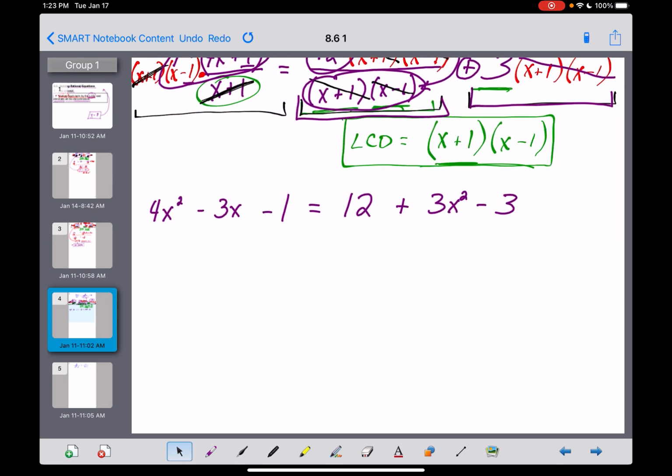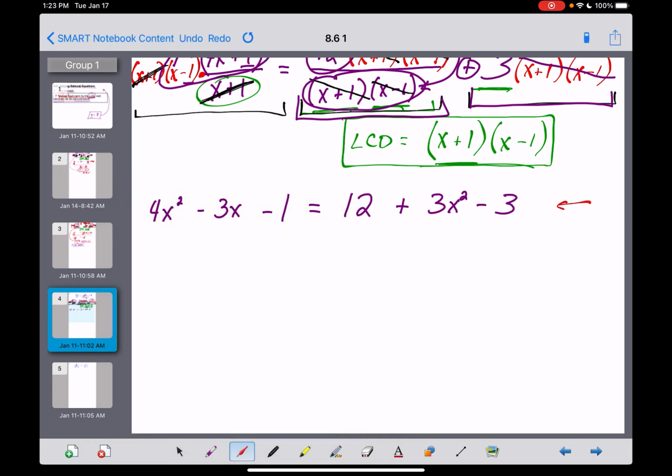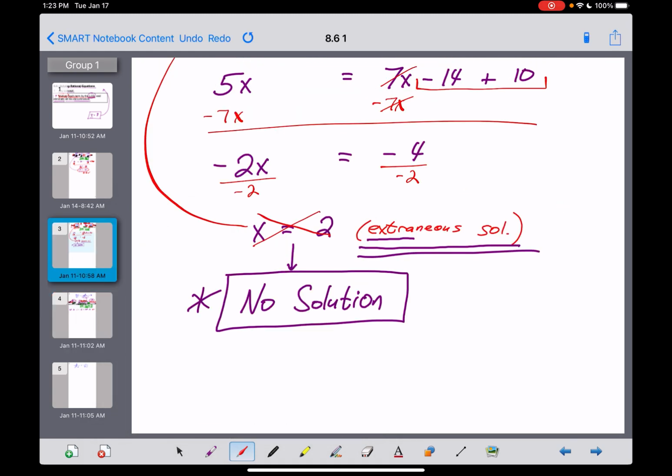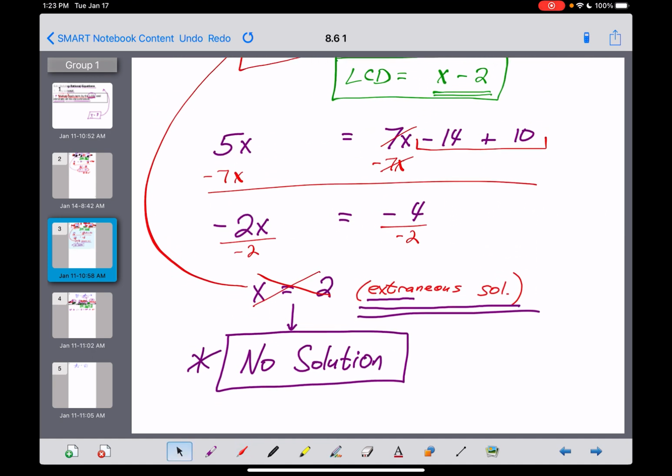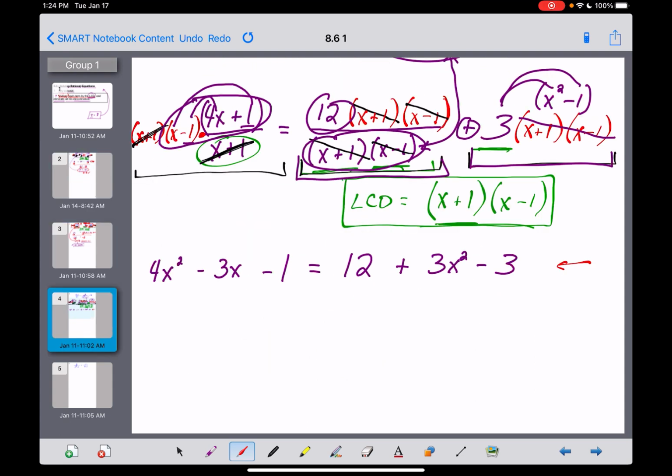Now the good news is, like we expected from the last two problems, all of your denominators have canceled out right here. You no longer have a rational equation. But in the last two problems, the equation that you ended up with at this line right here was linear. Let's take a look. Okay, that happened right here. Linear equation there, and it happened right here, linear equation as well. But in this problem, you have these x squared terms here, and I don't think they're going to cancel each other out. That means that this is not a linear equation, it is a quadratic equation.